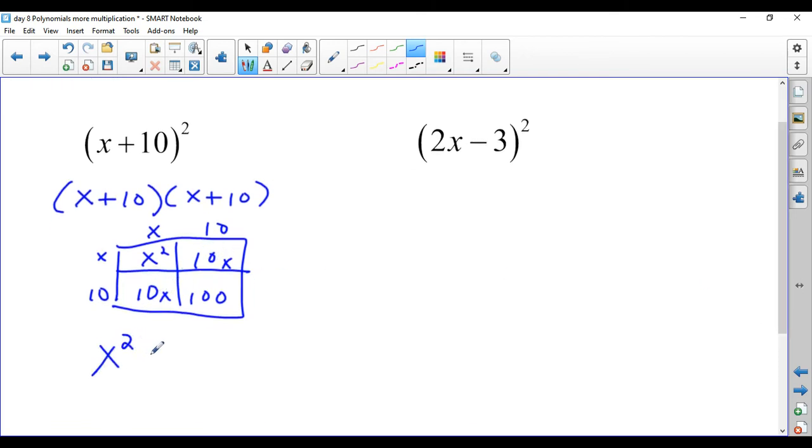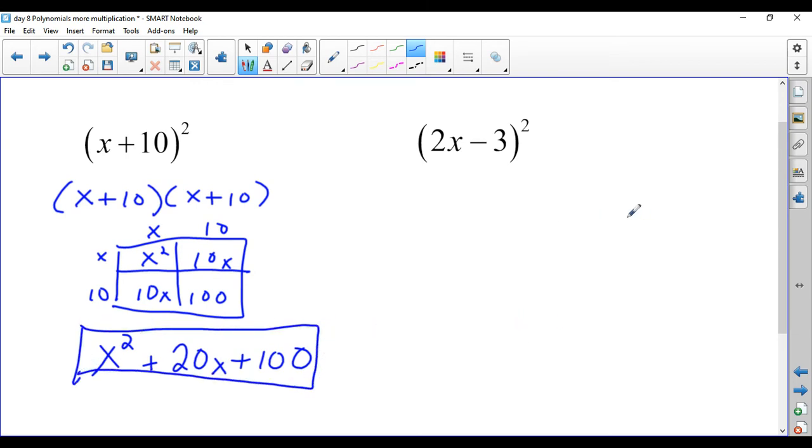So I have x squared plus x, 10x plus 10x is 20x. And then I have my 100. There's my final answer. Make sure if you use the boxes that you take that last step and write your final answer. Over here, I have 2x minus 3 that I'm squaring.